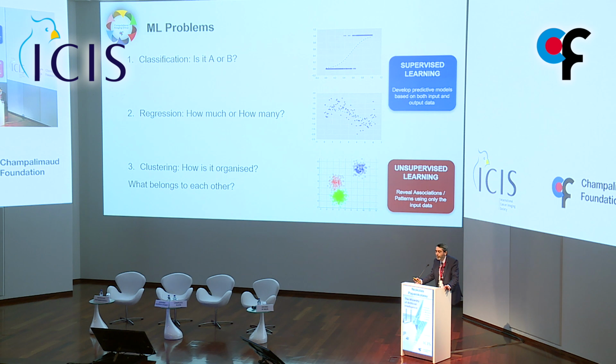Now, the most common problems that can be found in machine learning, and in particular in medical imaging, can be classification problems. Is it benign or malignant? Is it responding or non-responding to treatment? Regression problems, how much or how many? Or clustering problems, how is it organized, what belongs to each other?